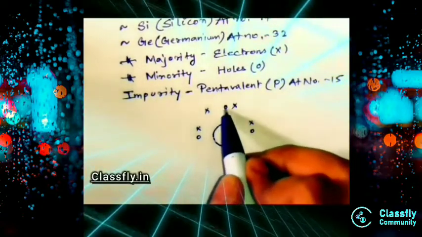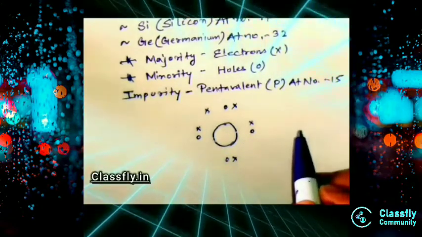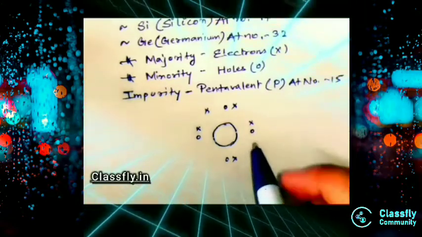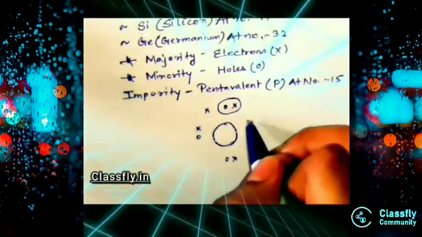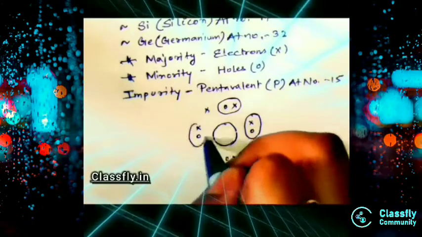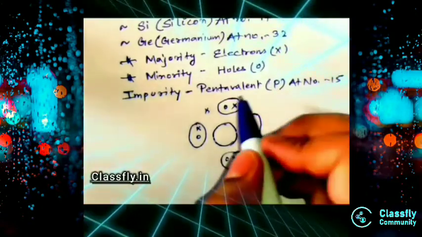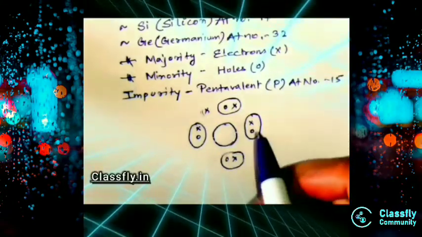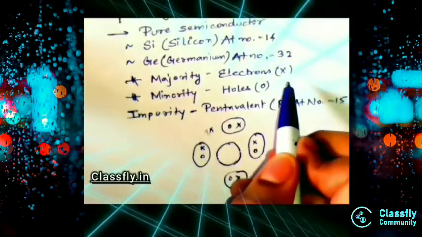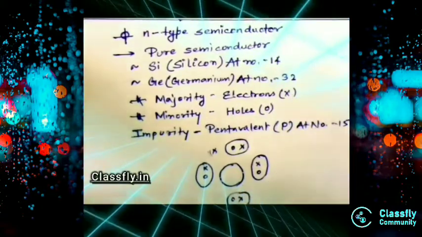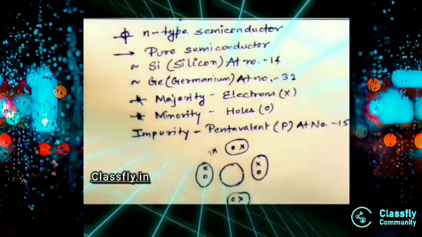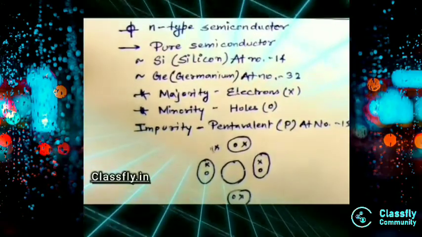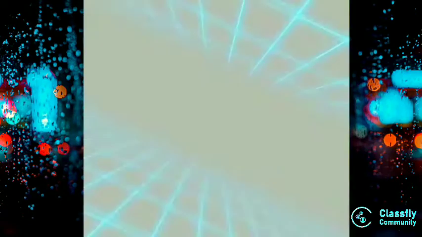Now see, these 4 are the silicon's valence electrons and these 5 are the pentavalent valence electrons. Now pair them up. First pair, second pair, third pair and the last fourth pair, and we can see one electron is left. So the majority is what? Electrons, right? And then the minority will be holes. So an n-type semiconductor has a majority of electrons and a minority of holes, and we put in a pentavalent impurity.